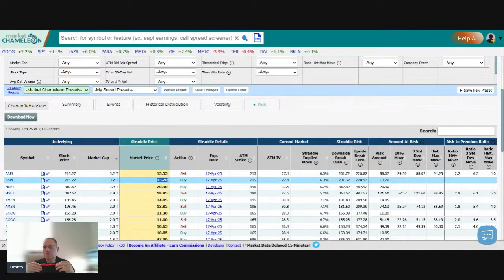So one more thing with straddles is how we calculate our potential return on a straddle if you're selling it. This is a little bit tricky here.